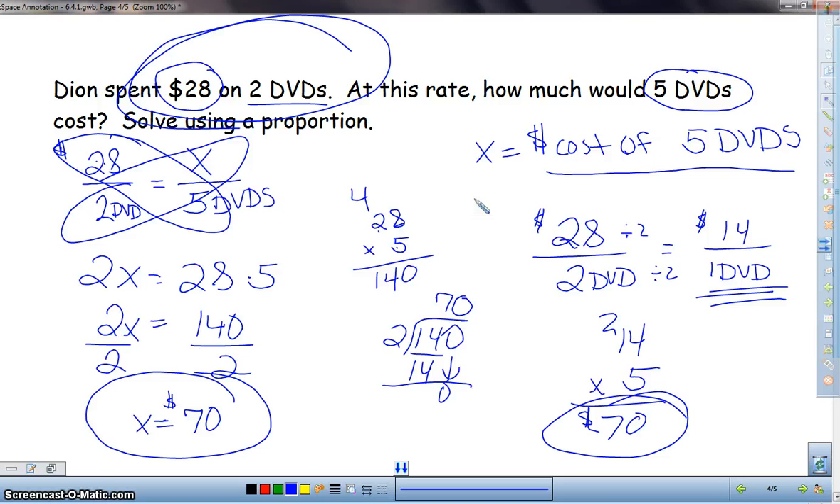So on these problems, I want you to focus on cross multiplying and solving, and when you come to a problem where you have to set up a proportion, really focus on comparing the same things. So money to money, DVDs to DVDs. You should be comparing the same things as the numerators and the same things as the denominators. That's how you set up a proper proportion.